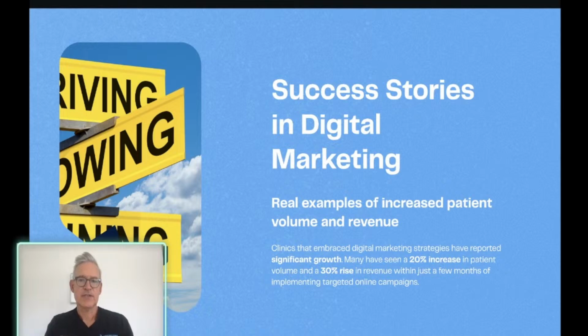Now, for success stories in digital marketing, there's real examples of increased patient volumes and revenues in clinics. So clinics that embrace digital marketing strategies have reported significant growth. Many have seen a 20% increase in patient volume. We've definitely seen that and more, and a 30% rise in revenue within just a few months of implementing targeted online campaigns. Now, it can take some time once you start doing the work to get the results.